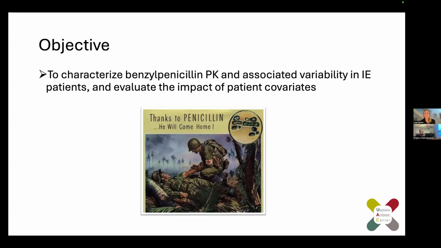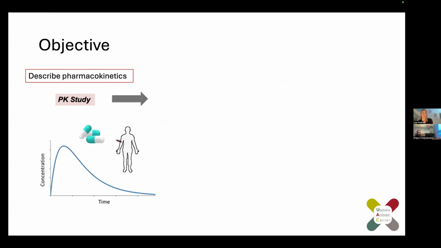Okay. The objective of this project was to characterize benzyl penicillin pharmacokinetics and associated variability in infective endocarditis patients and evaluate the impact of patient covariates. So describe the pharmacokinetics, build a model, and do dosing simulations to predict untested scenarios.